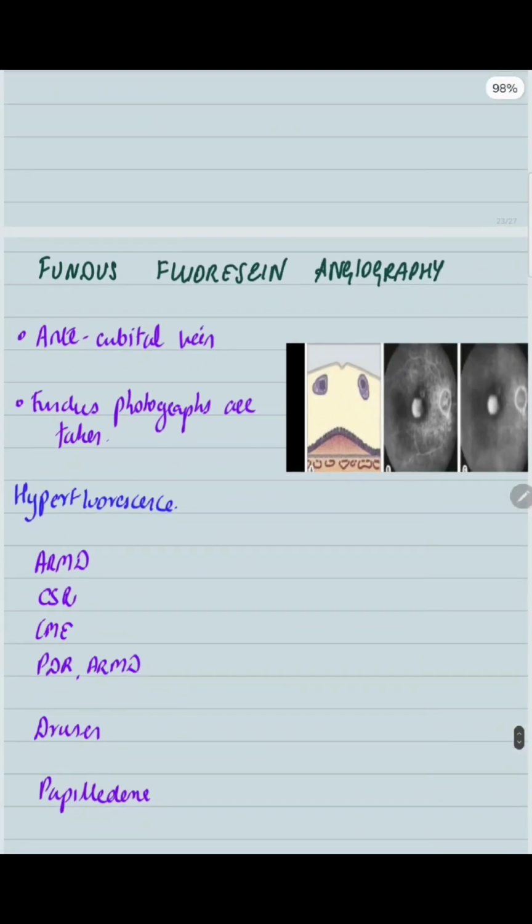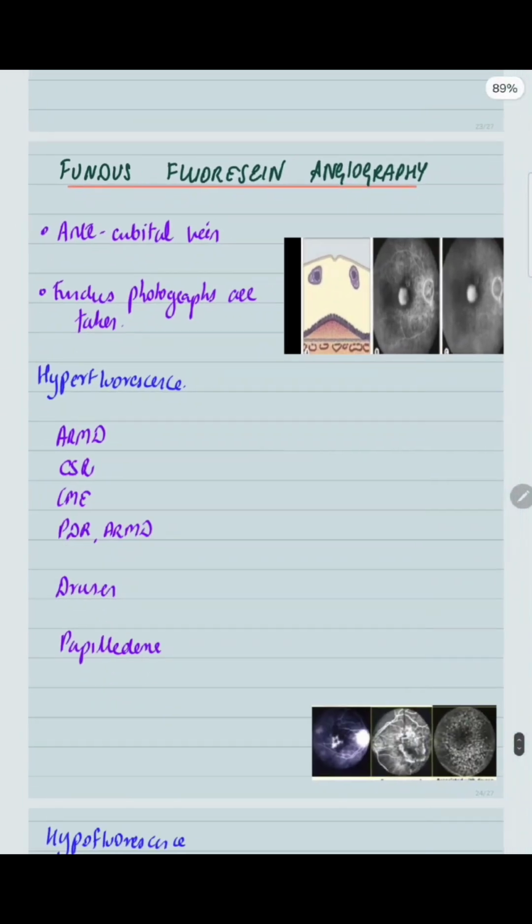Next, coming to fundus fluorescein angiography. There is a detailed video I have done; I will put the link in the description box. If you want, you can watch it. This is just a superficial discussion now. The fluorescent dye is injected into the antecubital vein after the pupils are dilated. Fundus photographs are taken, the first picture after 5 seconds and the last after 10 minutes.